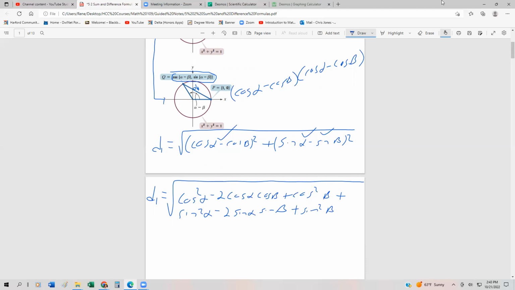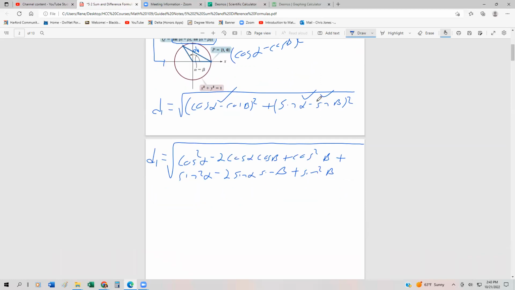All right. Now, although that's ugly, I want you to notice that we have a cos squared alpha and a sine squared alpha, and we're adding those together. And remember, the Pythagorean identity suggests that that's 1. And also notice right here that we have a cos squared beta plus sine squared beta, so that's also 1. And if we add these together, 1 plus 1 is going to give us 2.